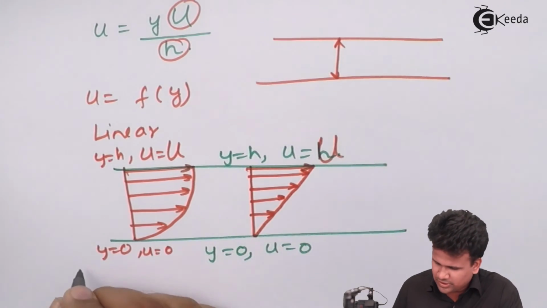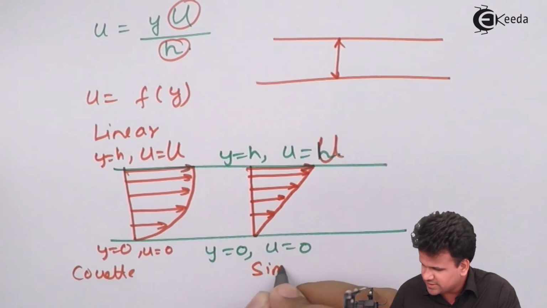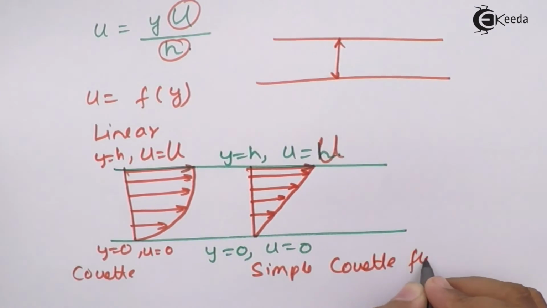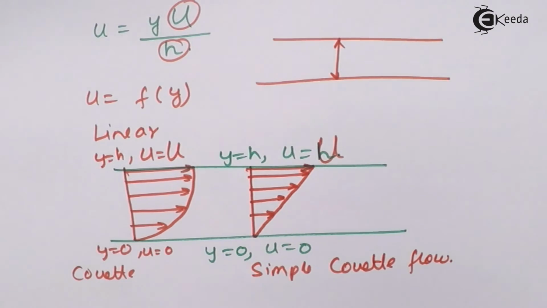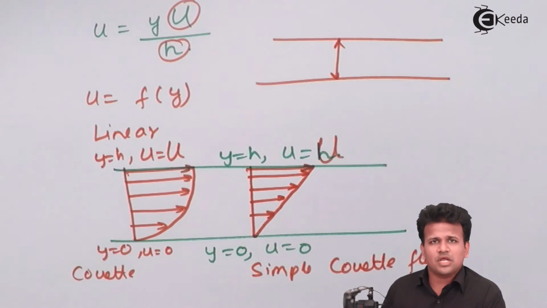So this is a Couette flow, and this is a simple Couette flow. I hope you have understood how to derive a Couette flow and a simple Couette flow, considering the boundary conditions and substituting the boundary conditions in the solution of the Navier-Stokes equation. Thank you.